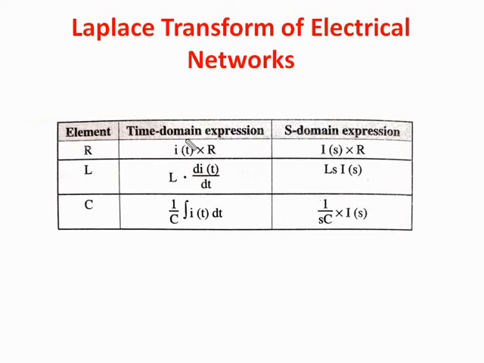If we convert these time domain expressions into the s domain equations, i(t) becomes I(s), di/dt becomes sI(s), and the integration of i(t) dt becomes (1/s) I(s). So in the derivative, s is the multiplying factor, while in integration it is 1/s.